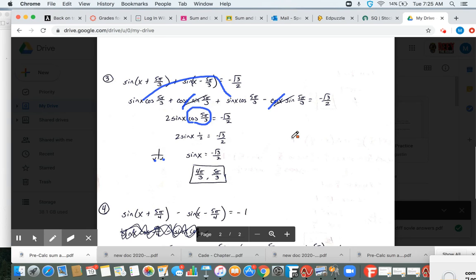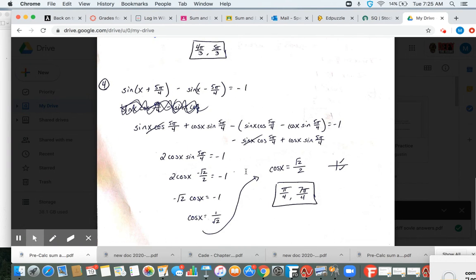All right. Again, if you're having trouble with this step right here, 2 times 1/2, right, is just 1. And that's why it's just 1 sine x.